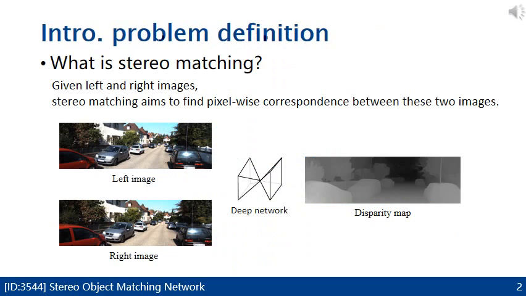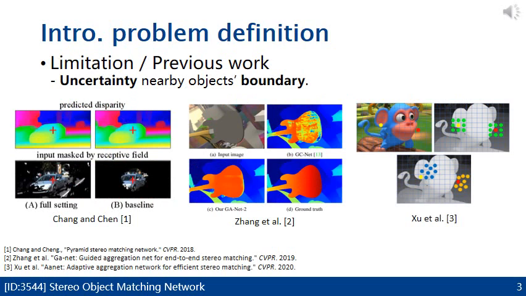First of all, what is stereo matching? Given left and right images, the purpose of this task is to find pixel-wise correspondence between two images, which is called disparity. While recent deep learning-based methods largely improve the quality of disparity, the disparity uncertainty near the object's boundary still remains a problem.